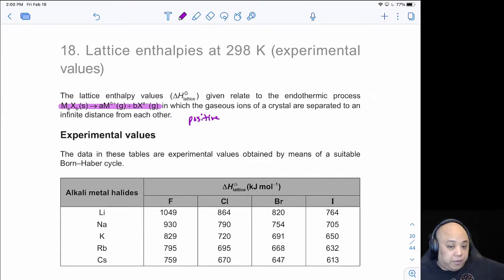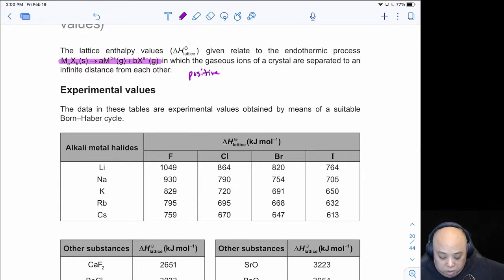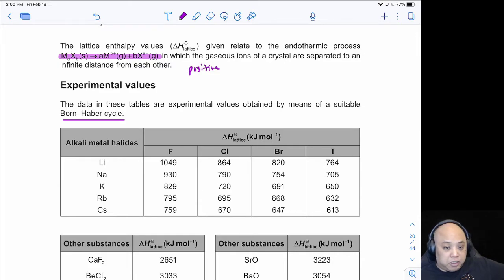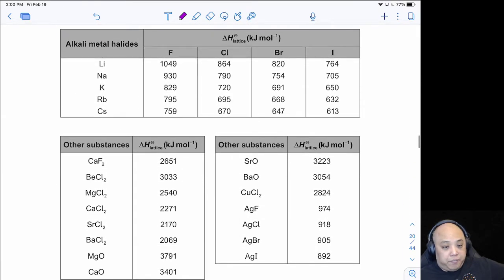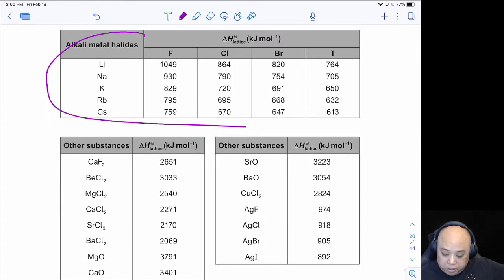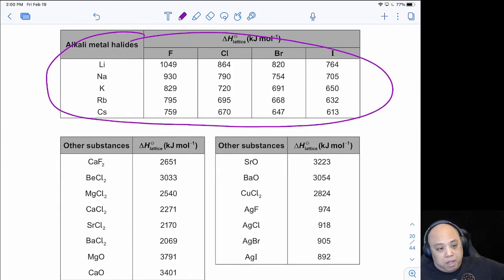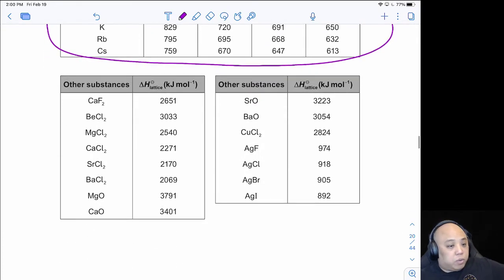And so you'll see that these values, all provided here, are obtained by the Born-Haber cycle. So they were using different other information like ionization energy, enthalpy of formation, electron affinity, atomization, things like that, to figure out what the lattice enthalpy is. Now you'll see that there is a large group here of your alkali metal halides, group 1 with your group 17. And then you have your other ones here, like your group 2s with 17 and group 2s with 16 and other varieties as well.